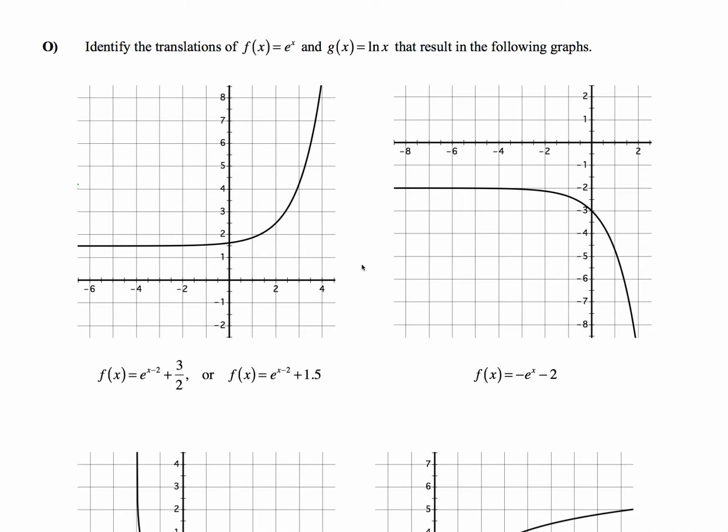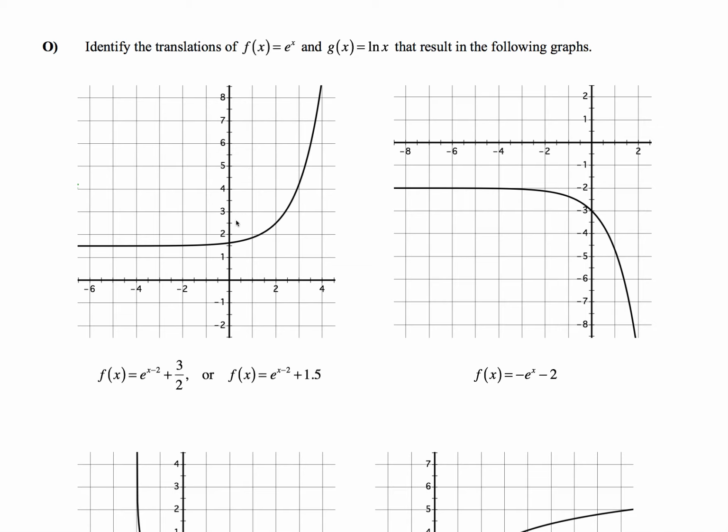And for logarithmic functions, that point is the x-intercept, because for logarithmic functions, that x-intercept is always x equals 1 and y equals 0. So here's how we do this.